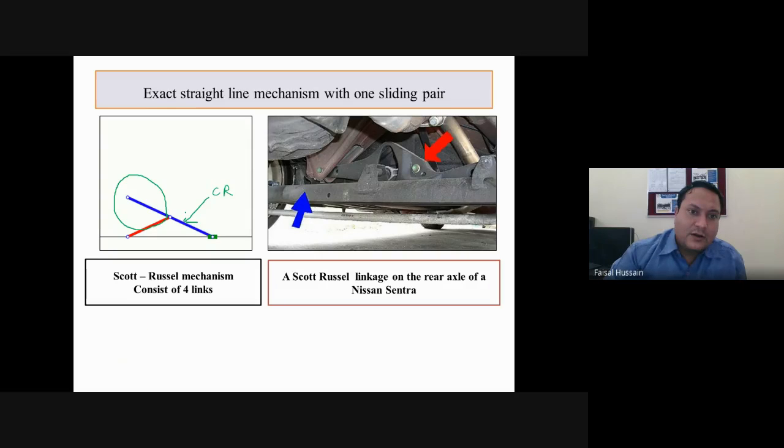This is your connecting rod. If this portion is eliminated, it is a single slider crank. For example, this is fixed link 1, this is link number 2, this is link number 3, and the slider is your link number 4, and this is the extended part. Degree of freedom will be 1. Also, here is a Scott Russell linkage, and here you can see this diagram. It is a Scott Russell linkage of a Nissan vehicle, and it is attached on the rear axle.